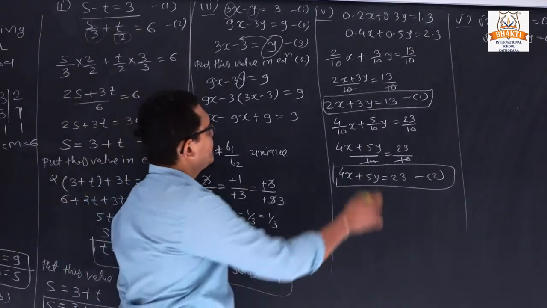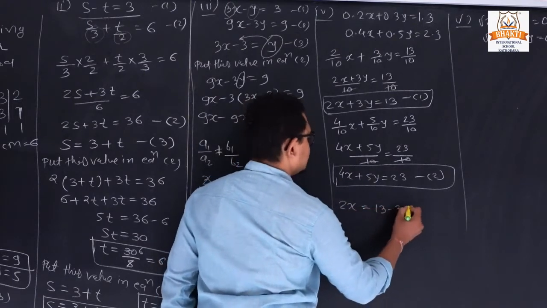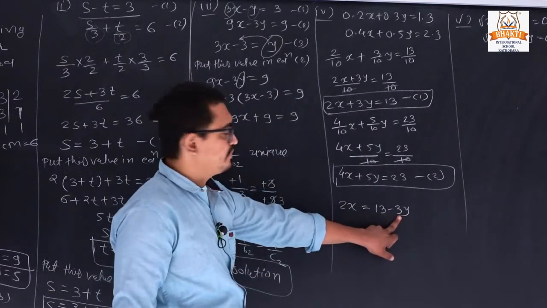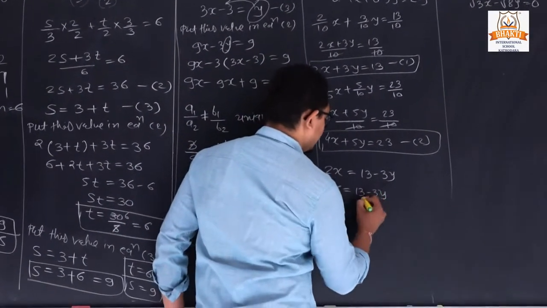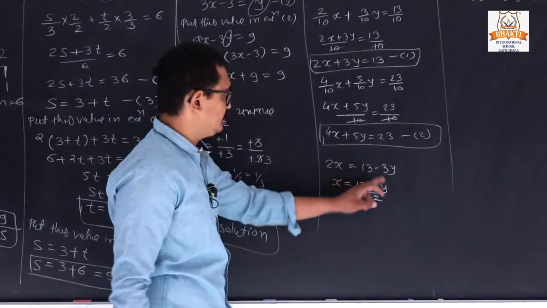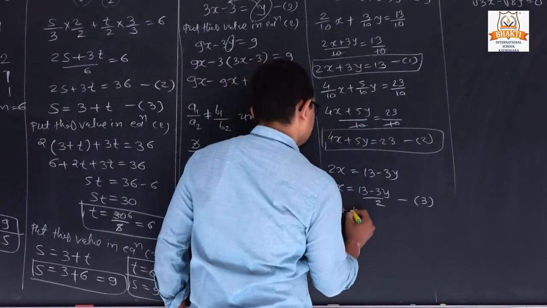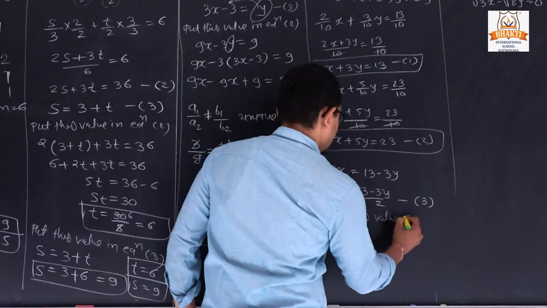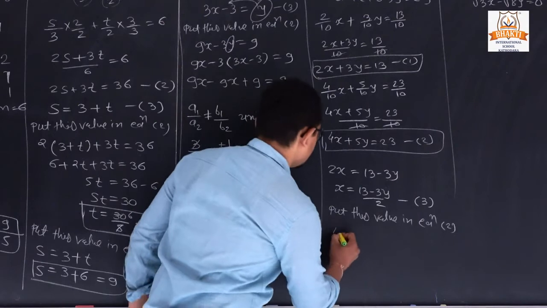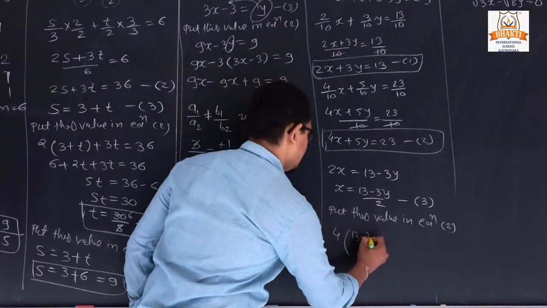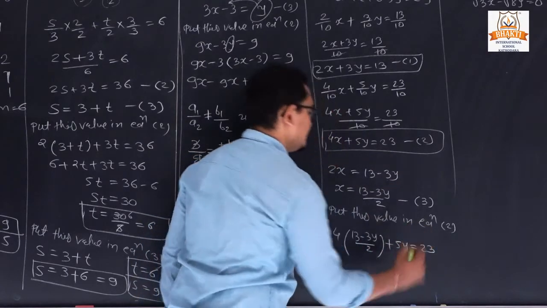So now we can replace. 2x is equal to 13 minus 3y. We can replace x. So this 2 is going to the second side. So x is equal to 13 minus 3y upon 2, because this 2 is going to the second side. We can declare it as result number 3. Now put this result in equation number 2. So 4x means what? 4 into 13 minus 3y upon 2 plus 5y is equal to 23.